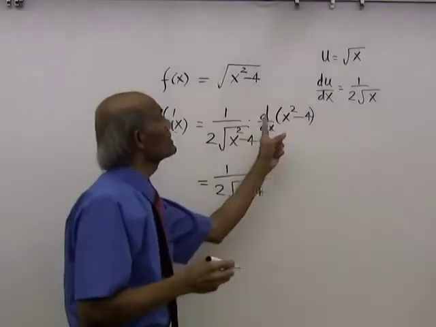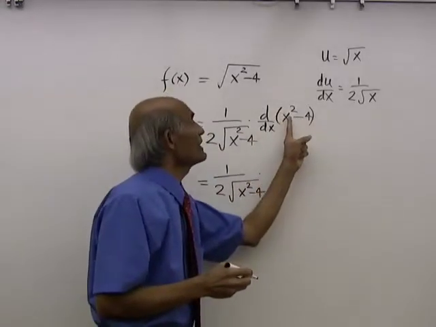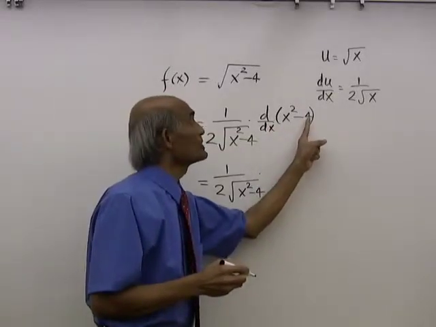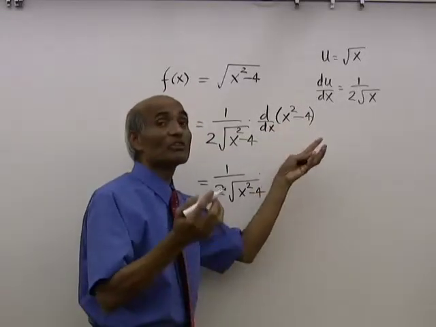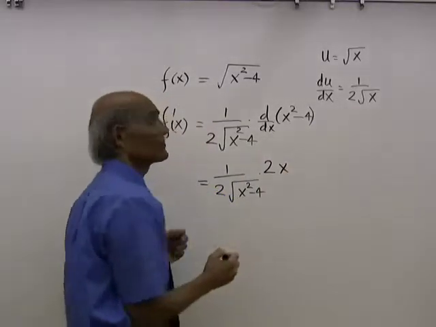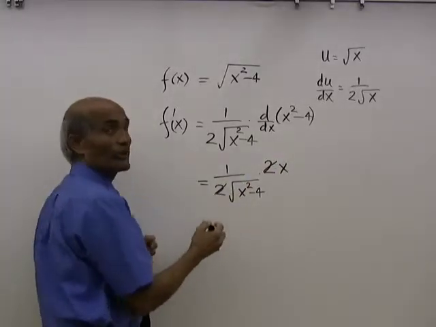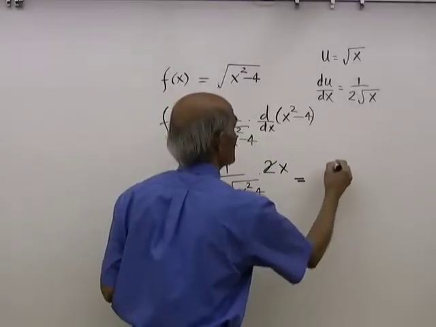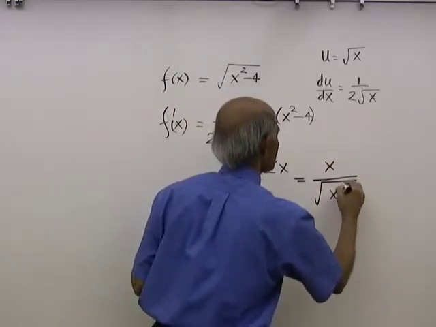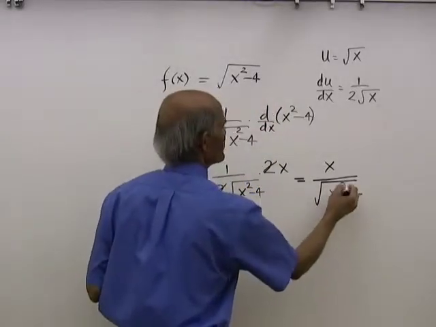What is the derivative of x squared minus 4? The derivative of x squared with respect to x is 2x. The derivative of 4 with respect to x is 0. So that will be simply a 2x. And 2 and 2 cancels. Our result therefore will be x on the numerator divided by square root of x squared minus 4 on the denominator.